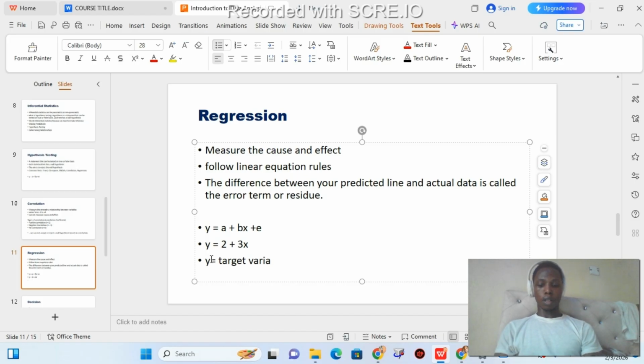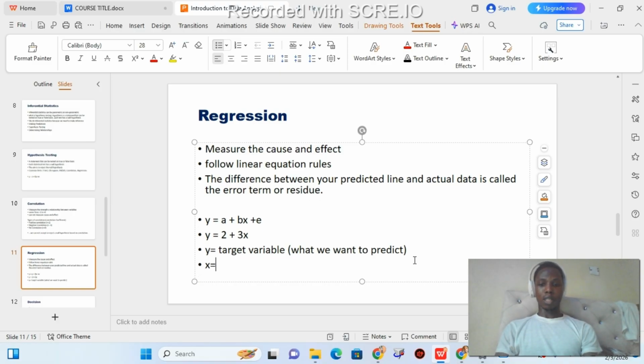A variable can have different names. It's called the target and it's also the dependent variable. It's our target variable. That is what we want to predict. And now the x is our feature. We call it our feature variable. It is what helps us in predicting y.